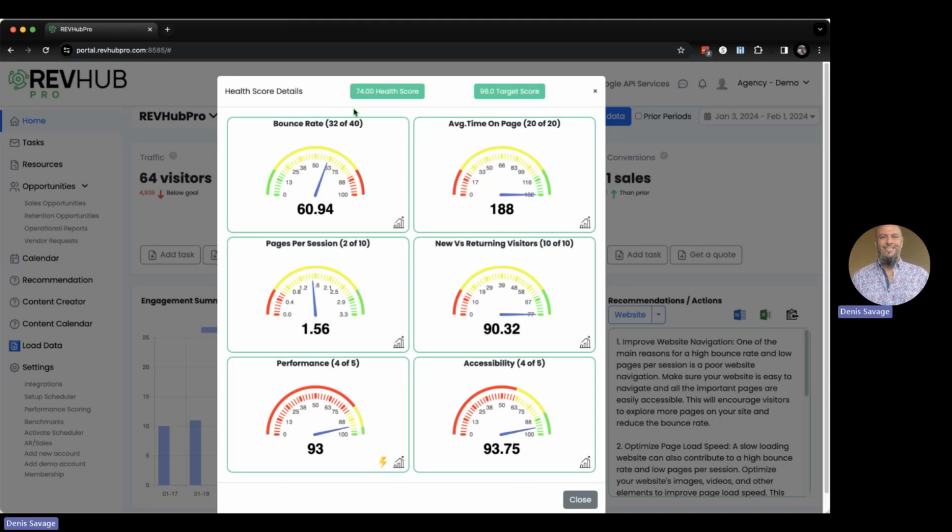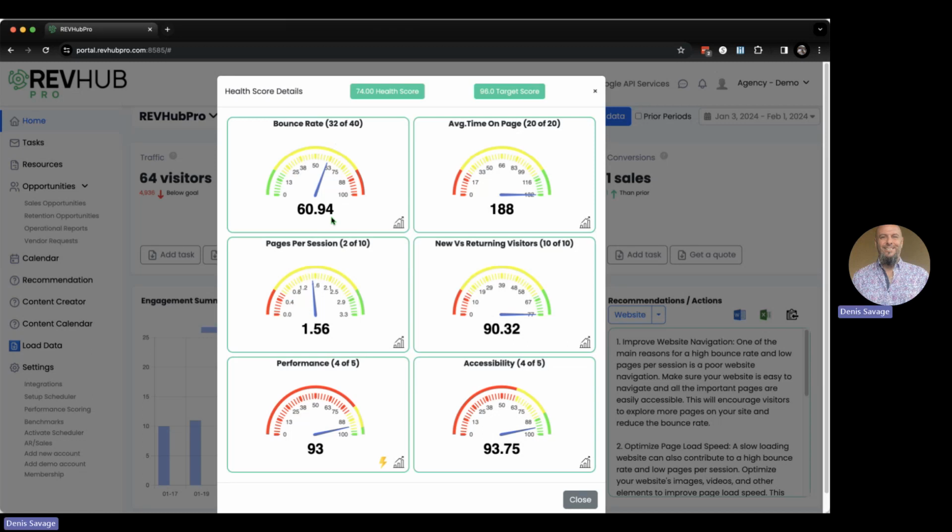Your health score details are a composite of industry standards. But what does each category mean? Well, let's take a look. First, we're going to start with the bounce rate. A bounce is when a user opens a single page on your site and then exits without triggering any other requests to the analytics server during that session.